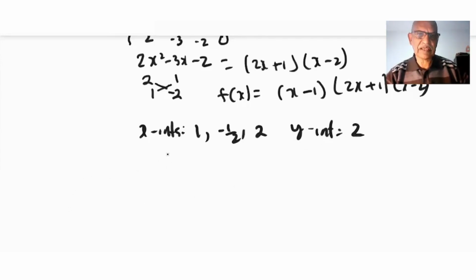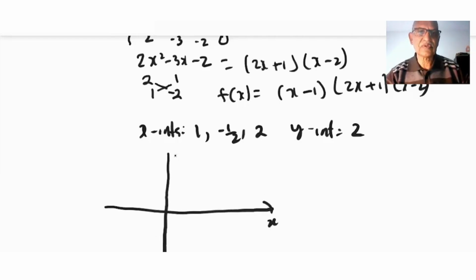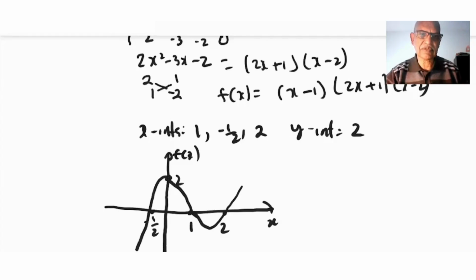Okay, I use now my graph. It's odd. The x-intercepts are 1, 2, and negative half. The y-intercept is 2. Therefore, at 2, I have x minus 2. It's linear, so it comes like a linear. Then it comes back, and at 1, also it's a linear. It goes to 2, and then comes down here. So this is my graph.